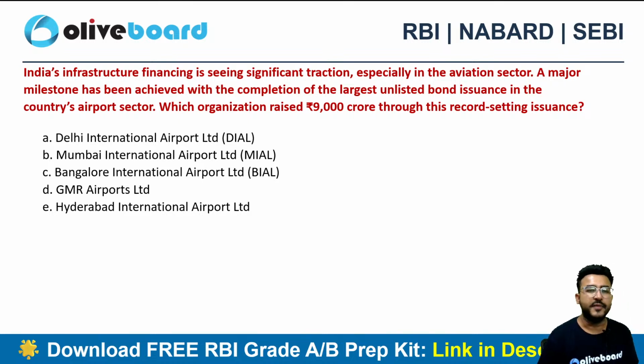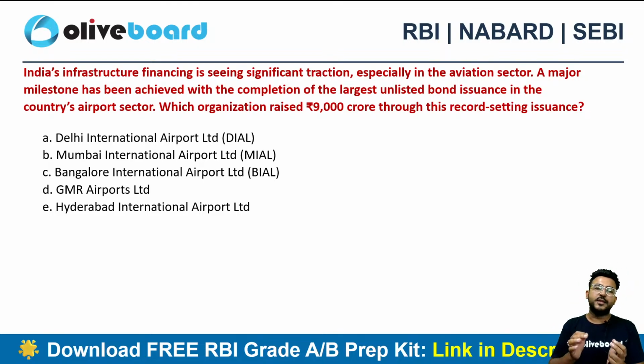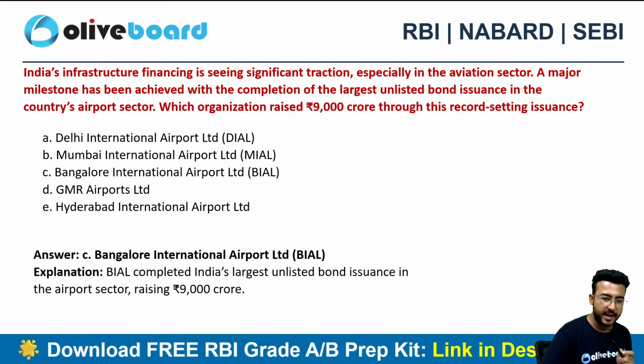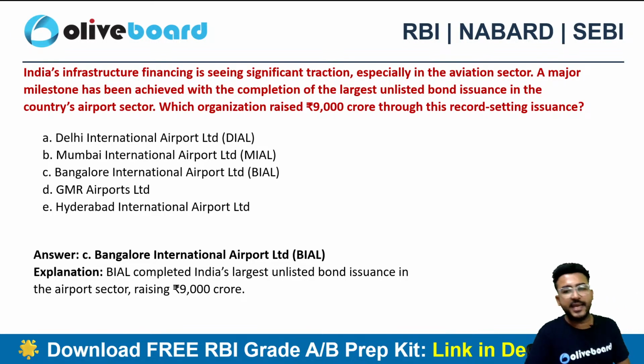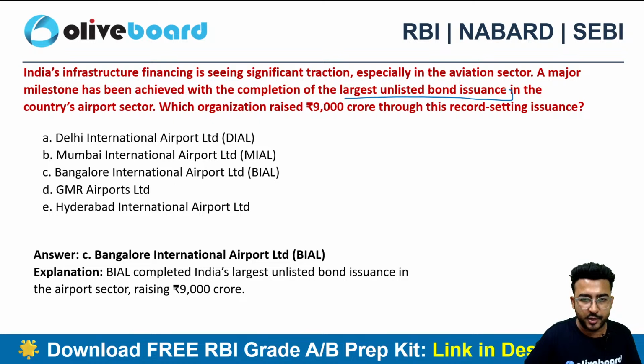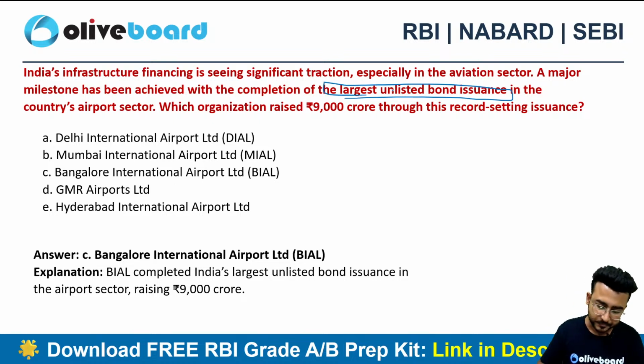Next one, India's infrastructure financing is seeing significant traction, especially in the aviation sector. A major milestone has been achieved with the completion of the largest unlisted bond issuance in the country's airport sector. Again a very simple one, we have done it multiple times, right? We have covered this news multiple times in different sessions. Yes, Bangalore International Airport Limited, right? The largest unlisted bond issuance. So again, it will relate to your topic, financial markets.